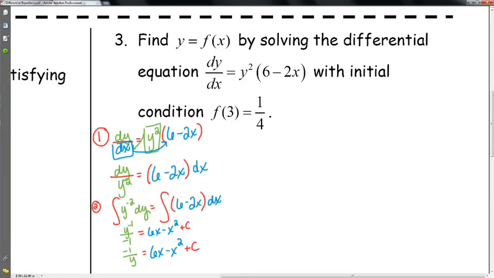So now we can move over to step 3, which is plugging in our initial condition. And so we're going to do negative 1 over, I'm plugging in 1/4, that's my y coordinate, and that's going to be equal to 6 times my x coordinate, which is 3, minus 3 squared plus c. And that's what we're solving for, that plus c.